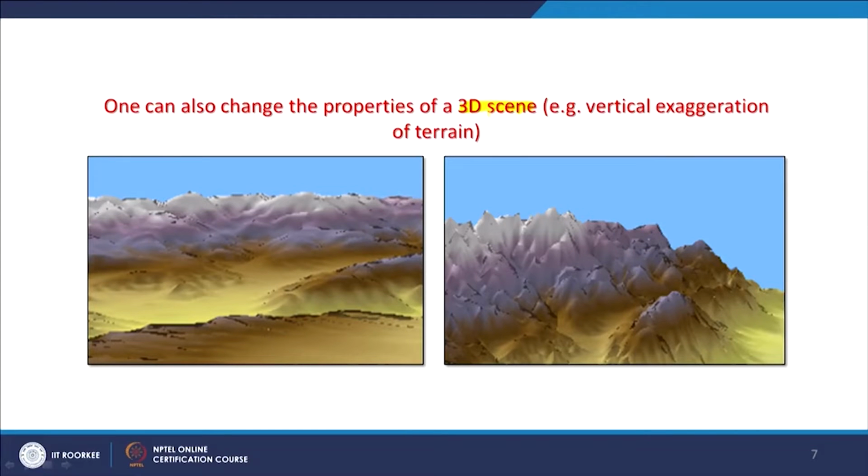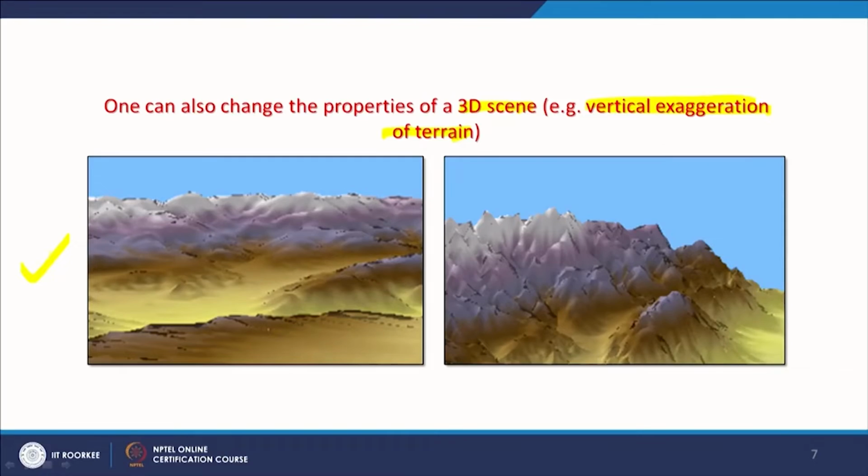Another advantage of involving computers is that we can increase the vertical exaggeration of the terrain. That means that we can increase the scale for vertical compared to horizontal, because if we keep the same scale for horizontal and vertical, we may see terrain like this. But when we increase the vertical exaggeration, that means I want to exaggerate the Z scale compared to my XY scale, then you may see terrain like this. It depends on what you are going to use it for.